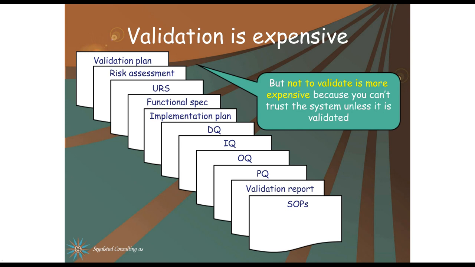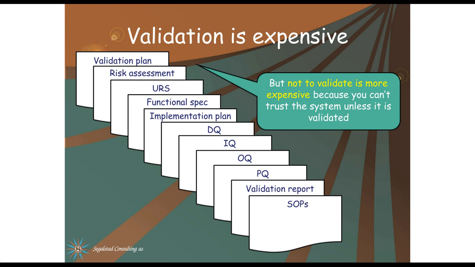The LIMS itself needs at least these documents: validation plan, risk assessment, user requirement specification, functional specification, implementation plan, DQ, IQ, OQ, PQ, validation report, SOPs. Additionally, each instrument needs to be qualified with roughly the same documents as those listed here. And your analytical methods shall be validated to see how they shall be used, so you can find out about accuracy, quantification limits, and detection limits.